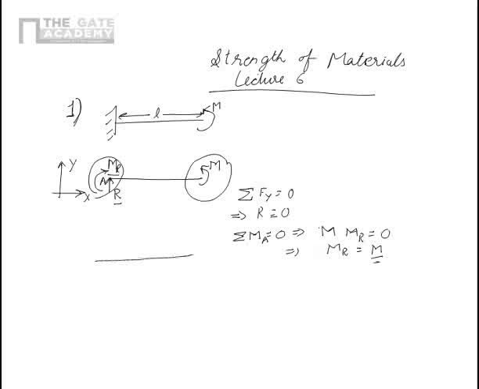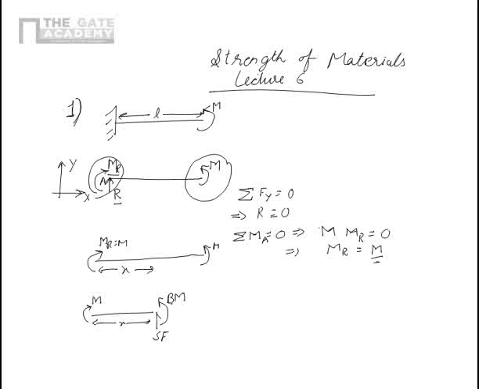So the beam will look like this. There is an M and there is an Mr which is equal to M, and there is no other force. Now if I cut a section here and I take this isolated section of length x and I have a moment acting M, there is no force, and I assume that the shear force and bending moment at this cut section are SF and BM respectively.